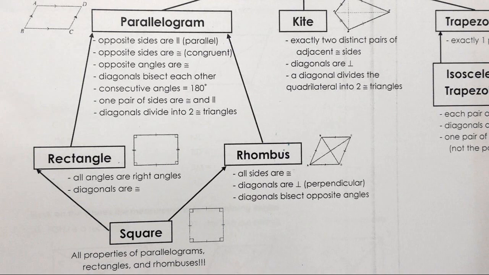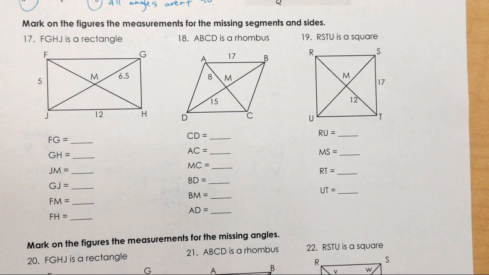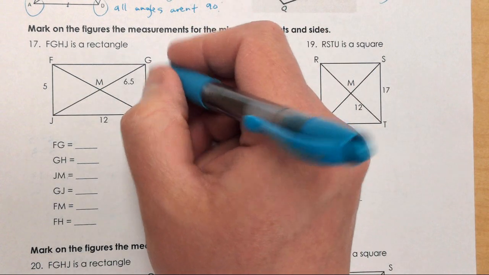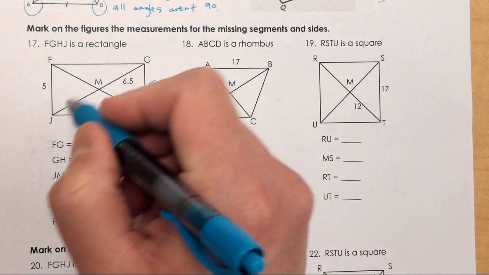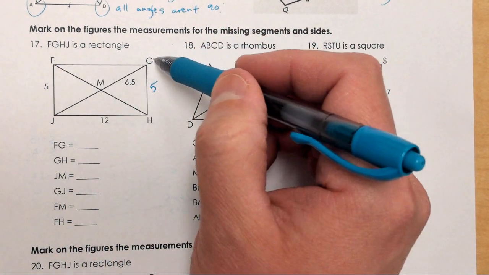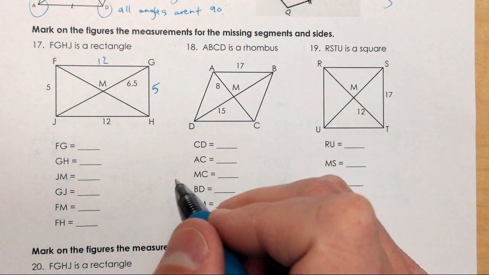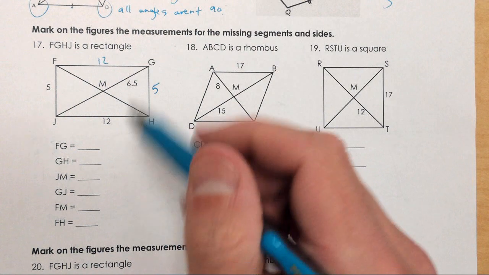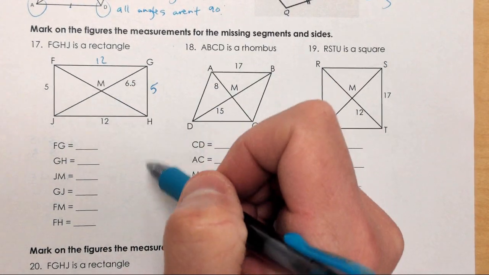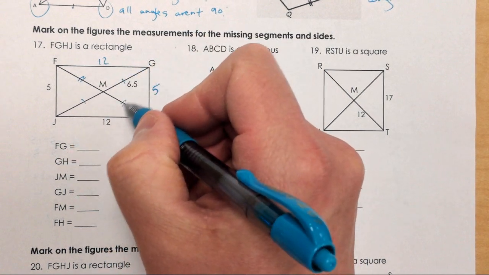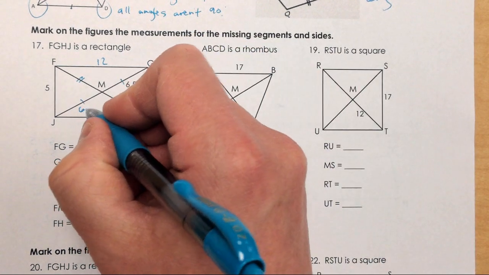So look at this picture here. We know opposite sides must be congruent because that's the definition of a parallelogram. So if G is 5, so is GH. And or if J is 5, so is GH. And then if JH is 12, so must FG. So that's opposite sides are congruent. We also know that diagonals bisect each other. So this one's going to equal this one, and this one's going to equal this one. So if this is 6.5, so is this one.